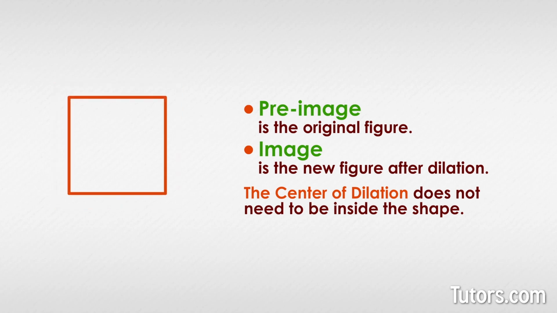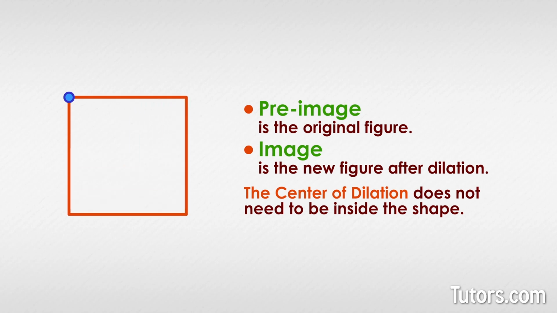Here we still have a square as the preimage, but the center of dilation is the top left vertex, so the dilated images share that same vertex.